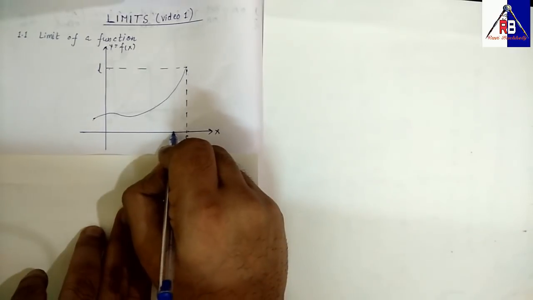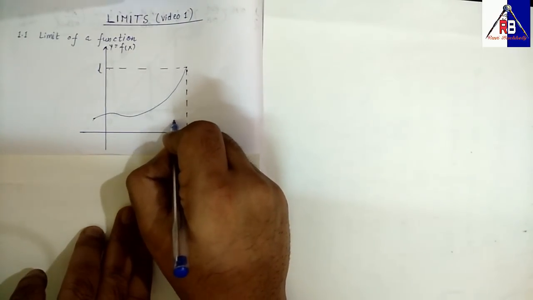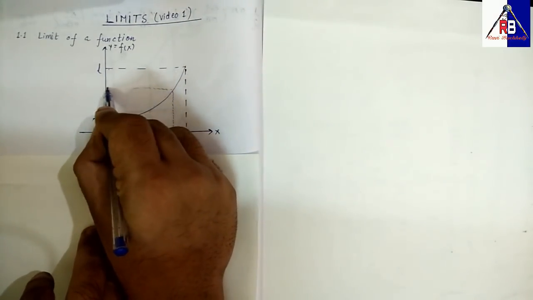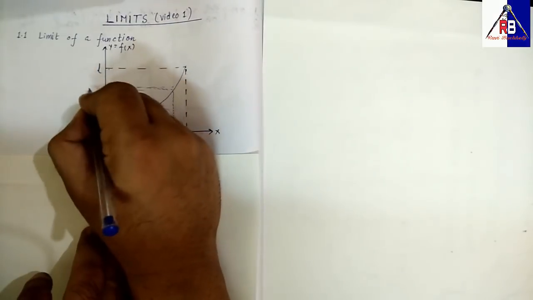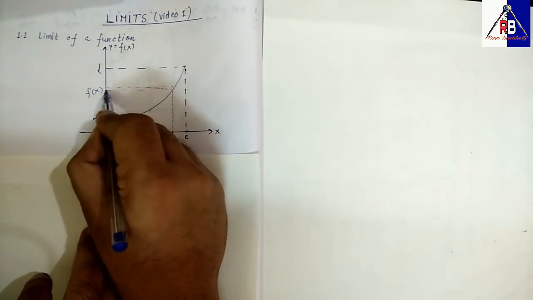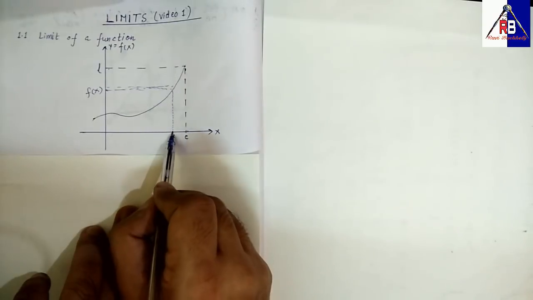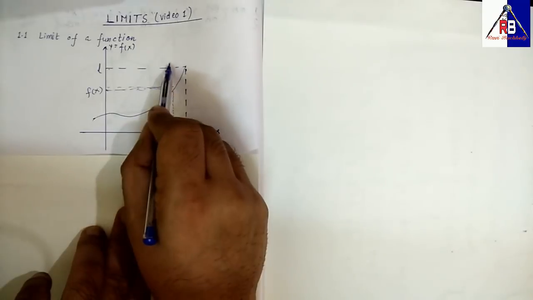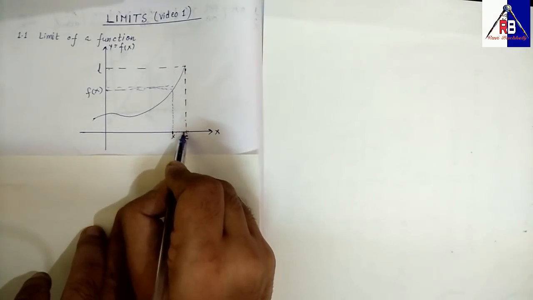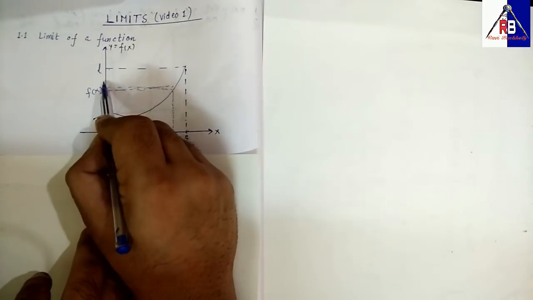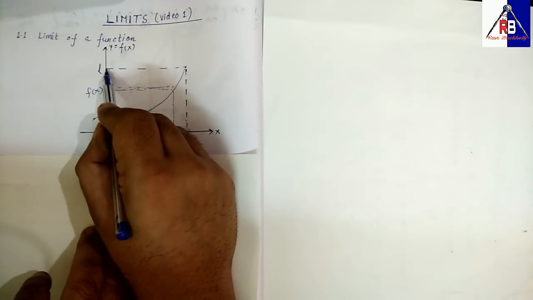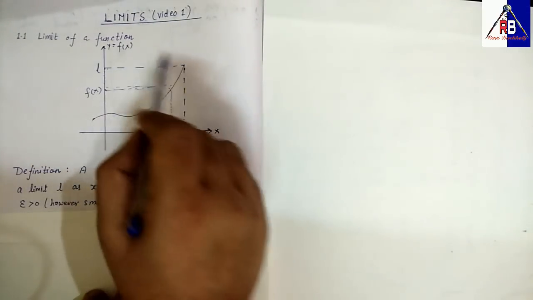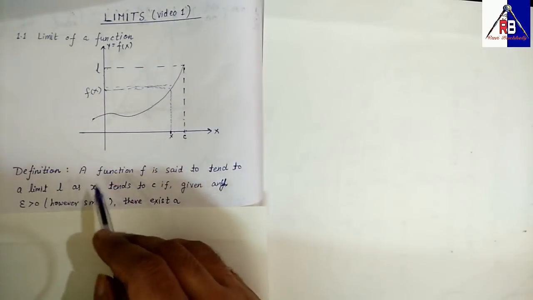Now let's say this is x, and for this value of x, let the value of the function be f(x). So this is the value of the function, that is f(x). As x approaches c, the value of the function approaches L. As it goes nearer and nearer to c, the value of the function will go nearer and nearer to the value equal to L. Through this diagram we can define limit as follows.